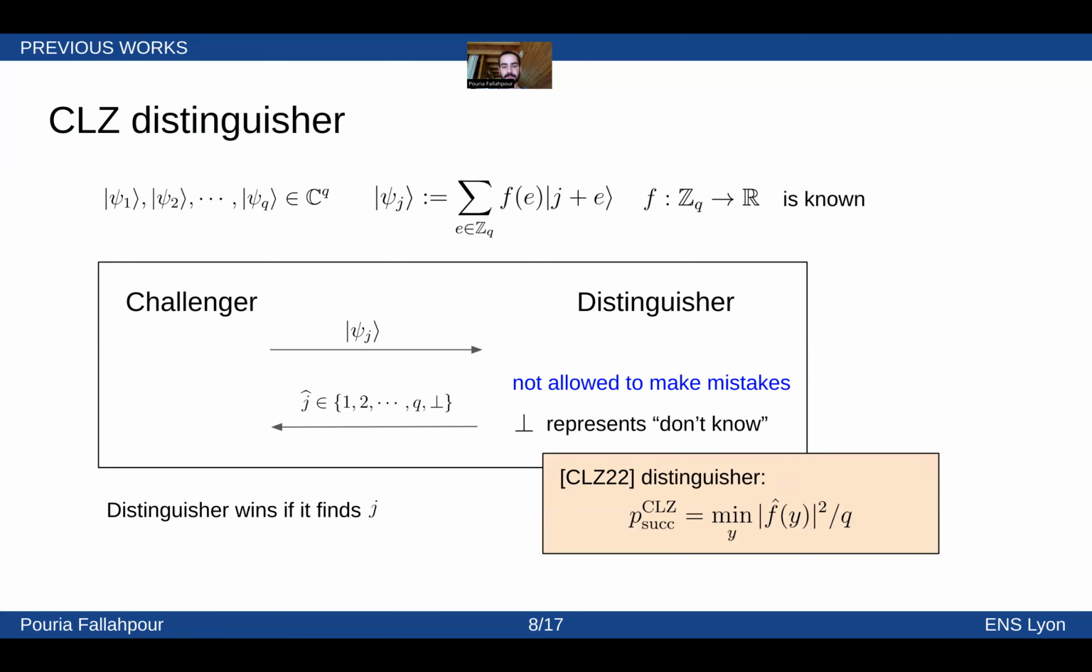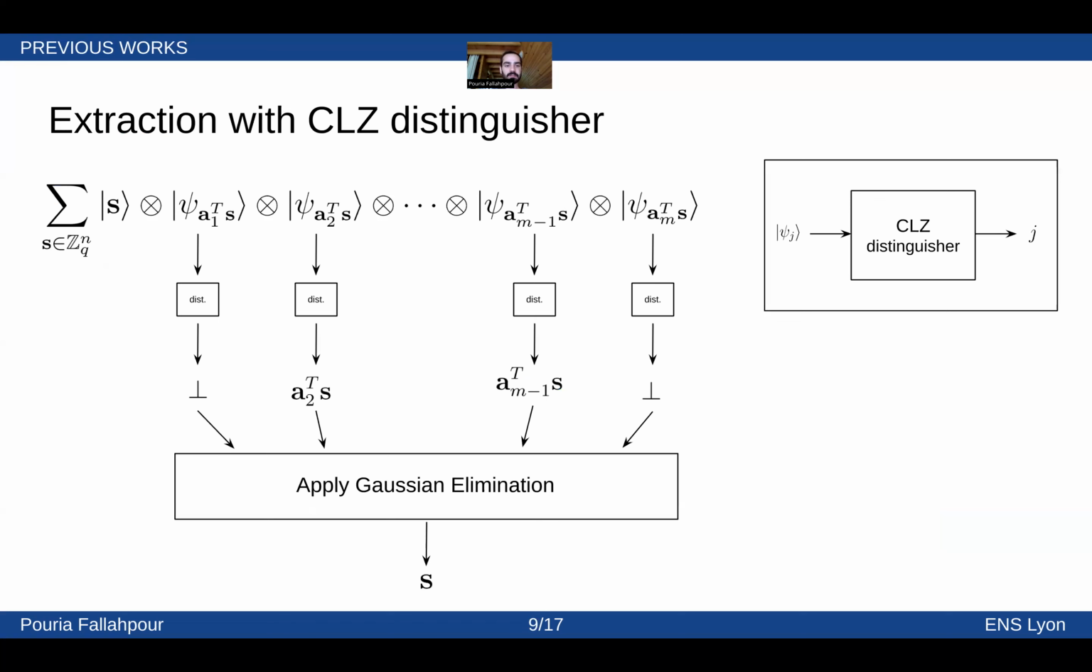CLZ did not use this formalism of unambiguous state discrimination, but if you dig into their techniques, you can see that they basically demonstrated a distinguisher for this problem, and the success probability of their distinguisher is proportional to the minimum of the Fourier coefficients. Now, having this distinguisher, one can apply it to these M registers independently and obtain either a don't-know answer or a linear equation. And if we have sufficiently many linear equations, we can apply Gaussian elimination to find the secret.